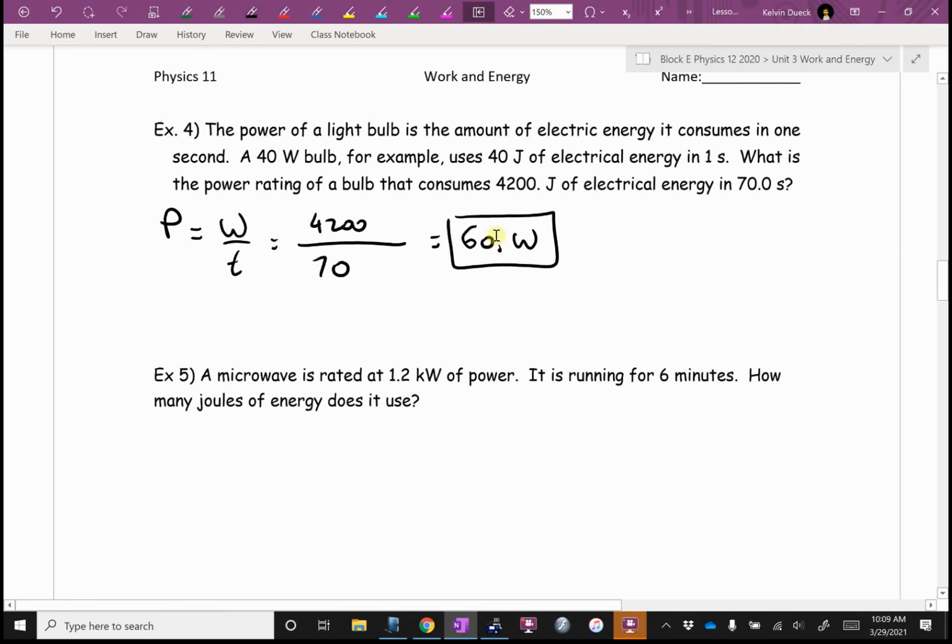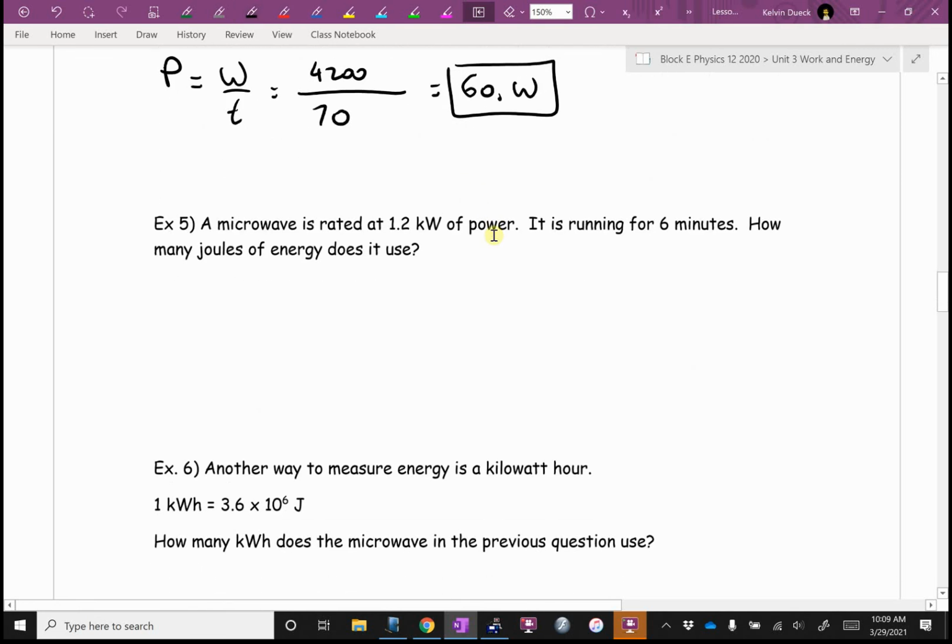Okay. A microwave is rated at 1.2 kilowatts of power. It's running for 6 minutes. How many joules of energy does it use? What's this question asking me to find? Work. Okay.